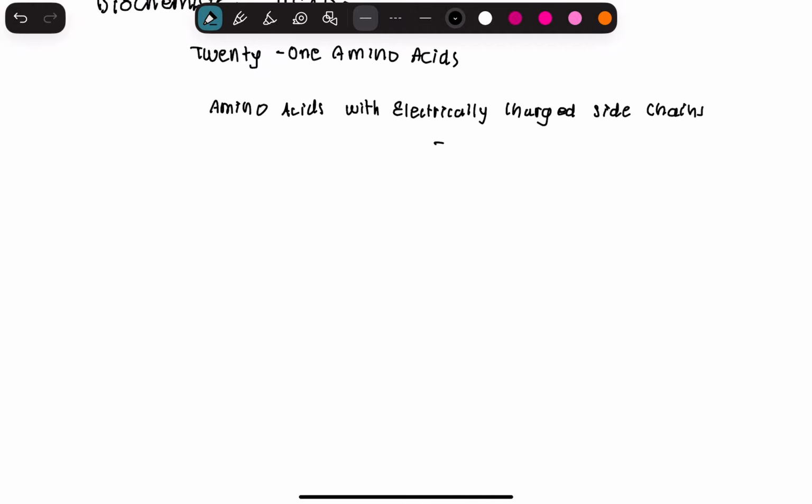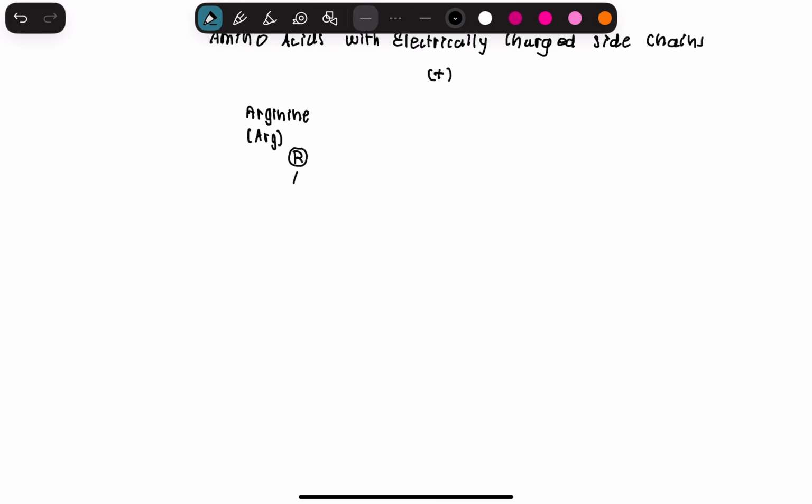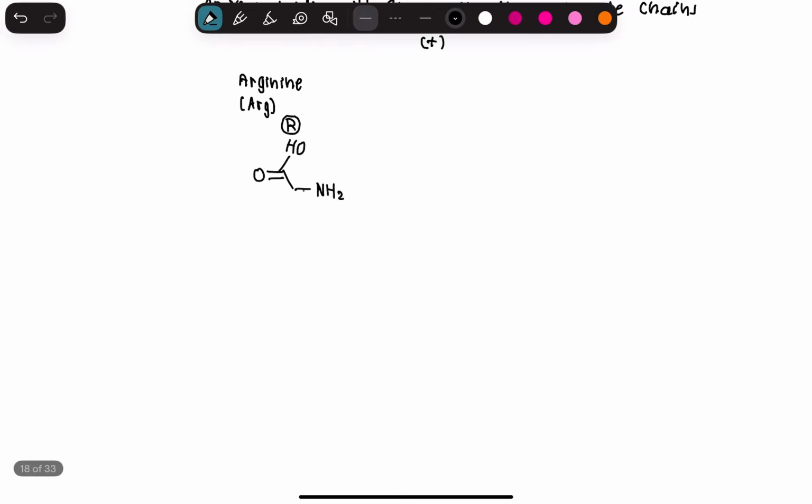So for a positive charge, we have arginine. The pKa is 12.10. The pKa here is 9.00.